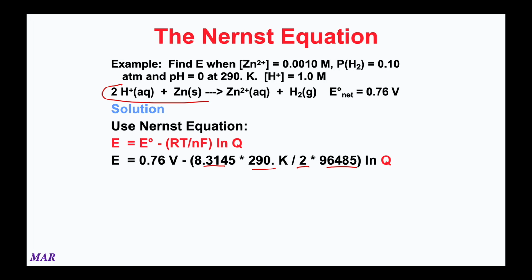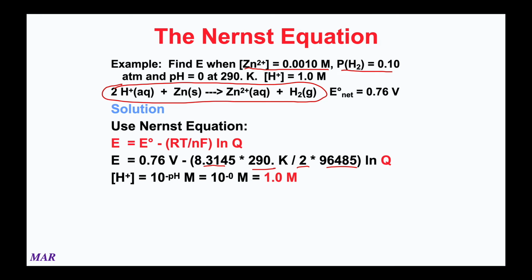Now, in this problem, this is what we want to use for Q. So we're going to have zinc 2 plus and H2 gas on the product side, the numerator, and we'll have H plus squared in the denominator. And we're going to put in the different values. So here's the zinc 2 plus, here's the pressure of the H2 gas. We need to figure out what pH of 0 means. Well, pH is easy. You can turn that into H plus by going 10 raised to the power of minus pH. So that's actually 1.0 moles per liter. That is actually a standard condition for these kind of problems.